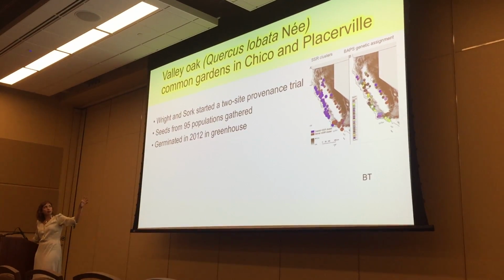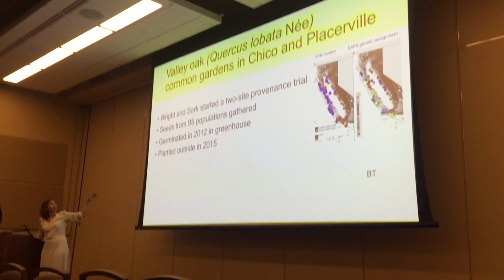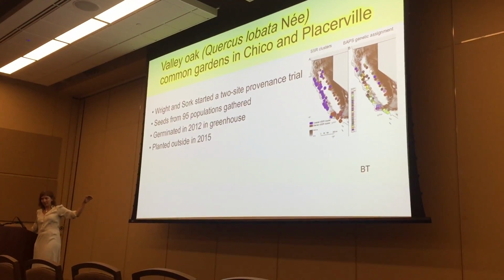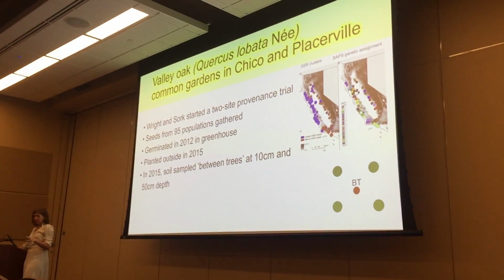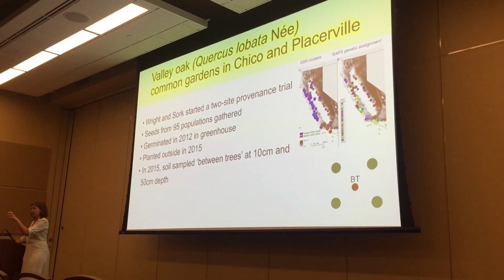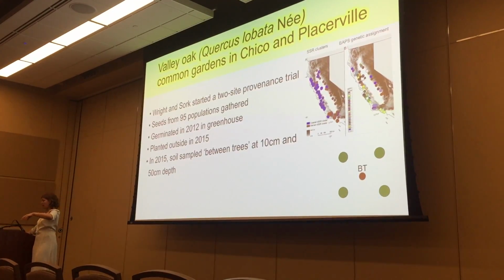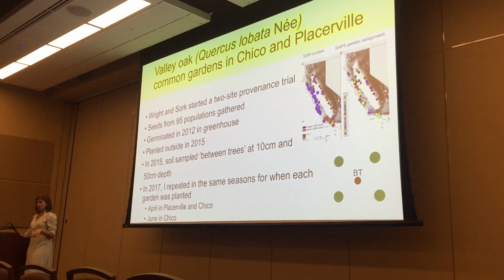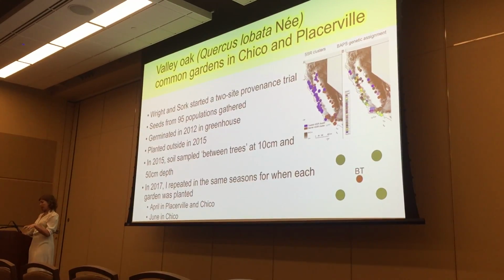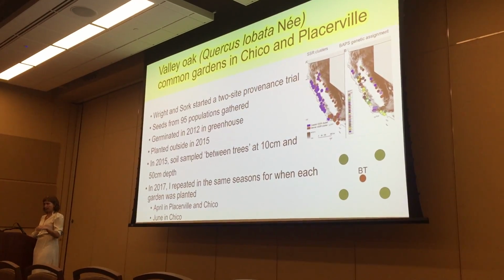They germinated many seeds from each provenance in 2012 in a greenhouse, and then planted them outside in 2015. In 2015, someone else, I wasn't there at the time, had collected soil from between the trees that were being planted at 10 centimeters depth and at 50 centimeters depth. So in 2017, when I started working on this project, I repeated that same sampling from those same spots at those two depths.